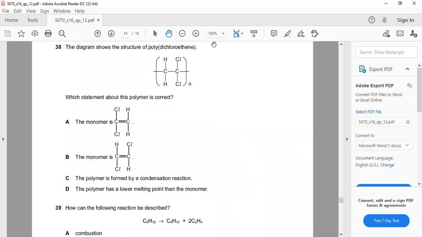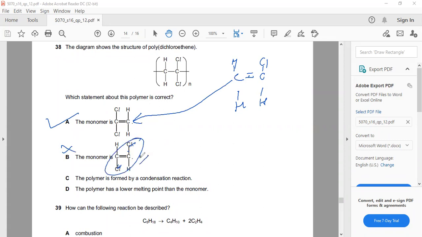38 is about polydichloroethene monomer. It is very simple. This monomer is like this, just add a double bond. This one and this one are the same. A is the answer. Why is B wrong? Two chlorine atoms are there. C is wrong, it's not formed by condensation, it's formed by addition. The polymer has a lower melting point than the monomer? Wrong. Polymer always has a higher melting point than the monomer.